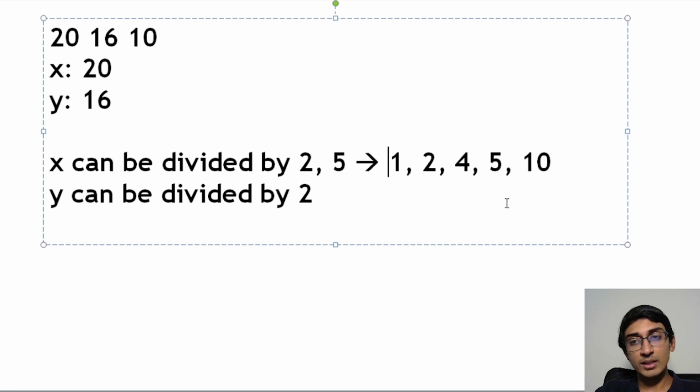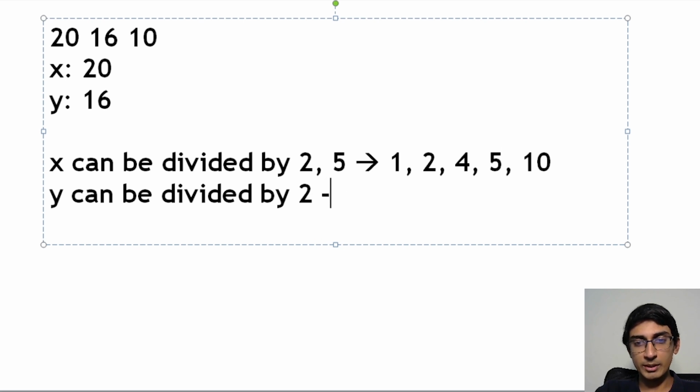I could divide 20 by 2, which I did here, getting 10, and then I could divide this 10 again by 2, which will move me to 5, right? And from 5 I can only go to 1, because 5 I can only divide by prime factors of 5, and there is only one prime factor of 5, that is 5 itself.